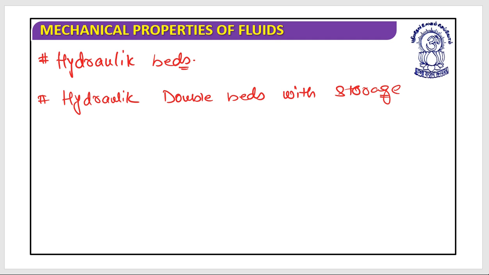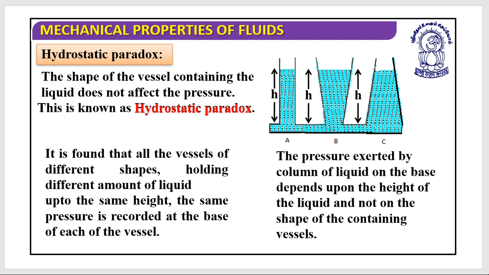So these are all applications. Even at various stages, hydraulic doors have been used. They are very comfortable. So these are all the hydraulic machines that we use. Now we want to discuss a very important term, the hydrostatic paradox. What is it, let's have a look. The shape of the vessel containing the liquid does not affect the pressure. This is known as the hydrostatic paradox.